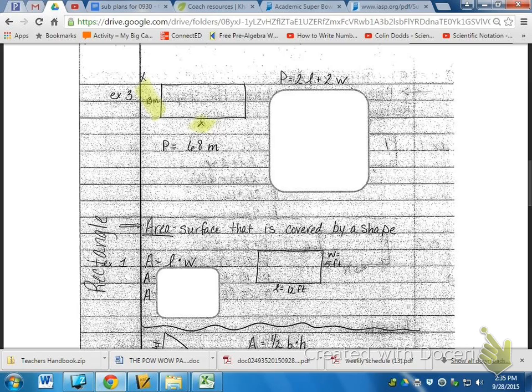So I'm going to go 68 equals, do I have anything to plug in for L? No, other than X. So 68 equals 2x plus, what about for W? 2 times 13. So 68 equals 2x plus 2 times 13.